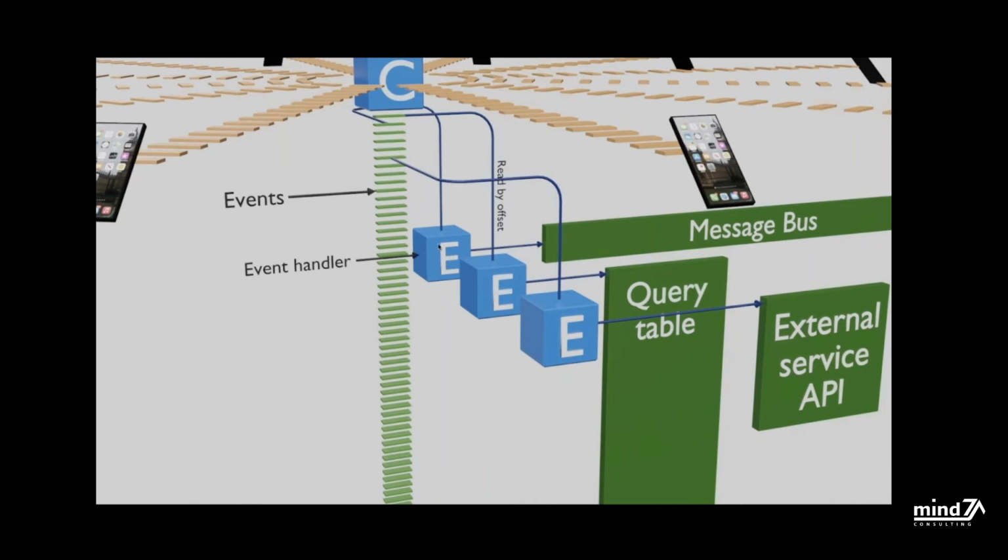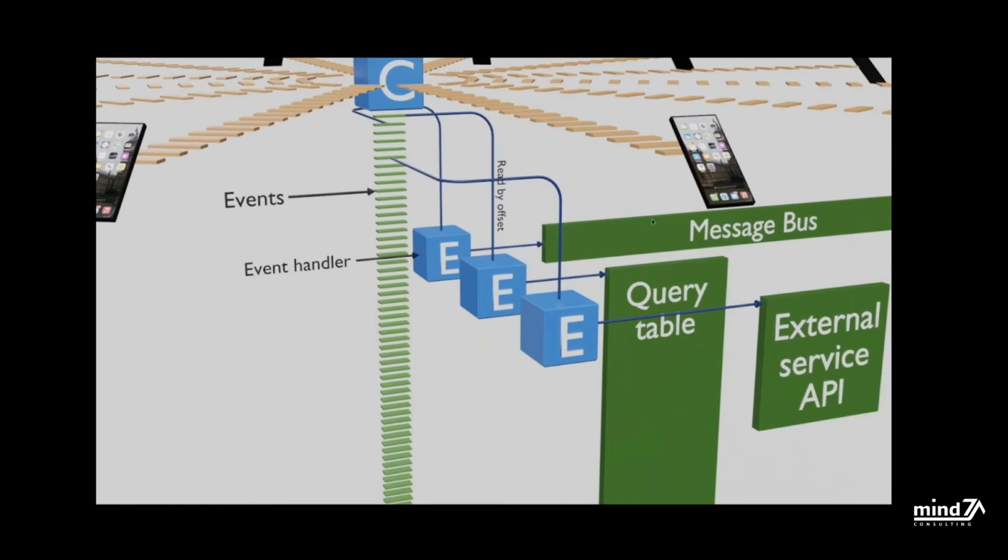In general, there are these things, they're event handlers. So these event handlers are reading by offset. Each one is running independently, outside the transaction where the events were created, that's an important point, but they're reading as fast as possible from the new events as they're added. And they're doing something with these events. So I've got 3 examples here.